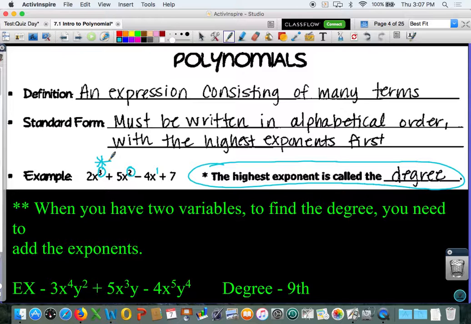Now when you have two variables together, you've got to add their exponents to find which part of your problem is the degree. So for example, I have 4 and 2, this is 6. 3 and an invisible 1 gives me 4. 5 and 4 gives me 9. So the largest degree, the largest number, the degree of my problem is 9.